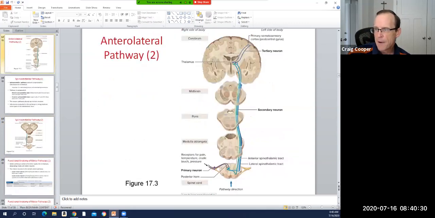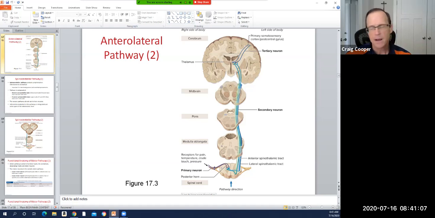Our anterolateral pathways, again, this is our pain and temperature type information, the crude touch, deep pressures. These are a little bit different. We've got our initial sensory neuron in the posterior root ganglia, just like the other one. But in this case, it's going to synapse in the spinal cord first, it crosses over at the level of the spinal cord and then goes all the way up. So before it gets to the medulla, it's already crossed over. It essentially crosses over as soon as it comes in to the spinal cord.